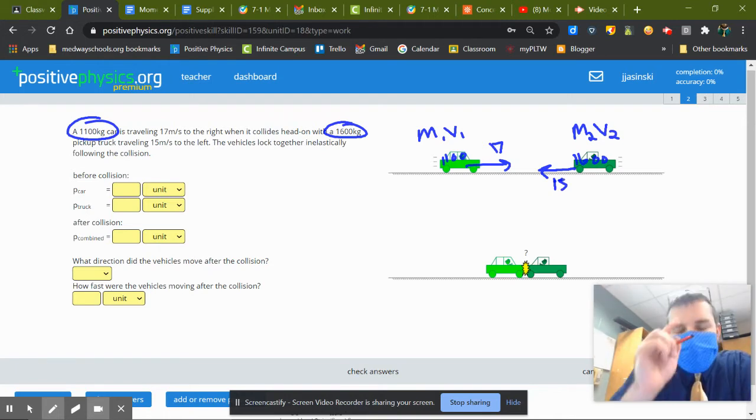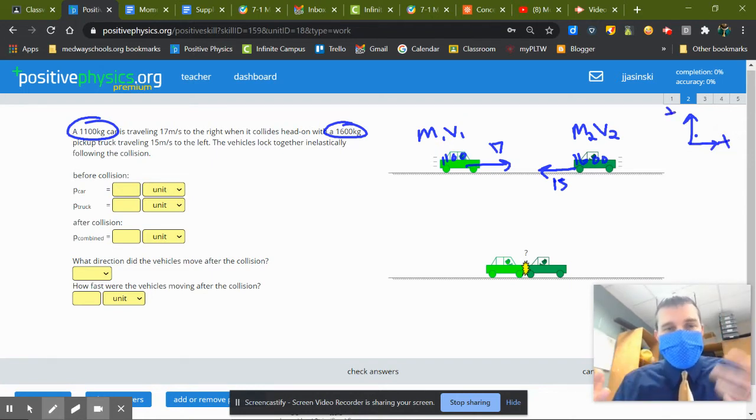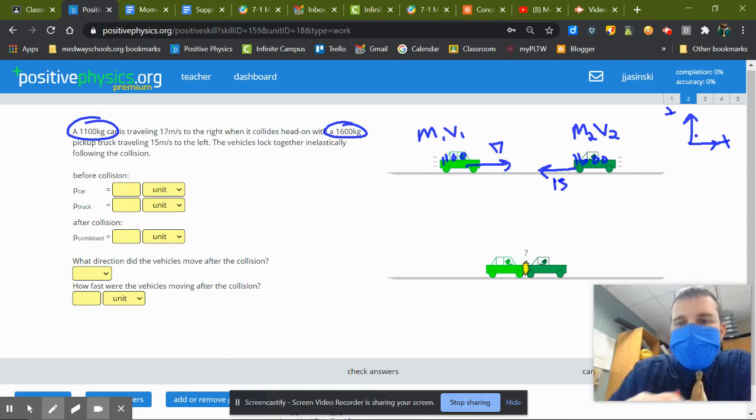Great. So when we think of it, always upwards and to the right are positive. So the fact that it's moving to the left is a negative velocity, which would make it a negative momentum. So be careful of that. The vehicles are locked together inelastically following the collision. So they crunch and stick together.